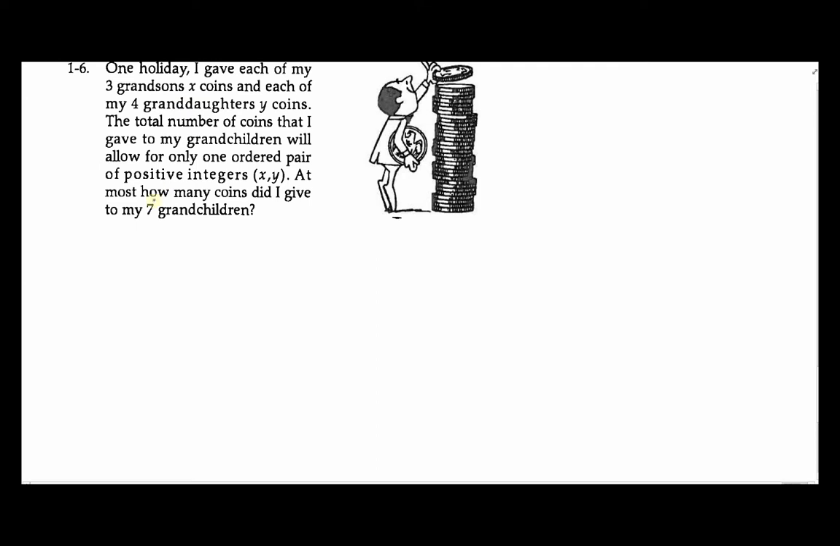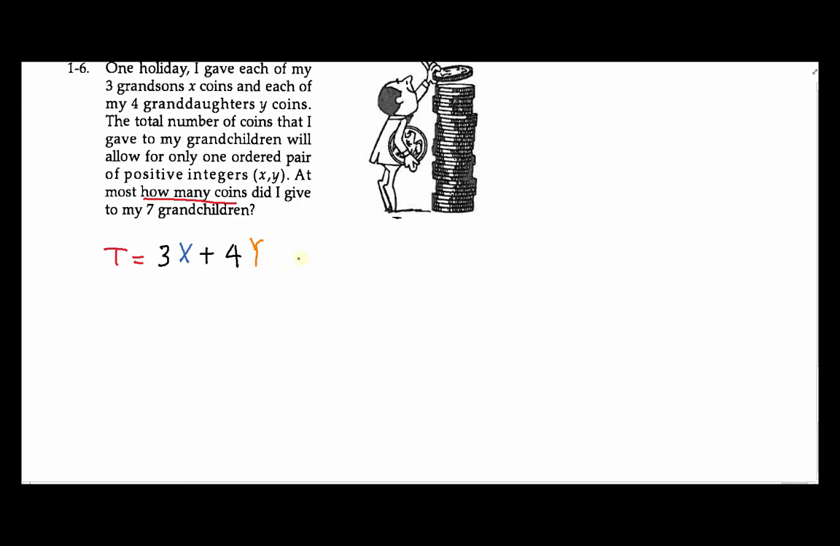How many coins is the ultimate question, from the 7 grandchildren. Well, let's set up the equation. Since we know that each grandson got X coins and each granddaughter got Y coins, we know the total number of coins is 3x plus 4y.